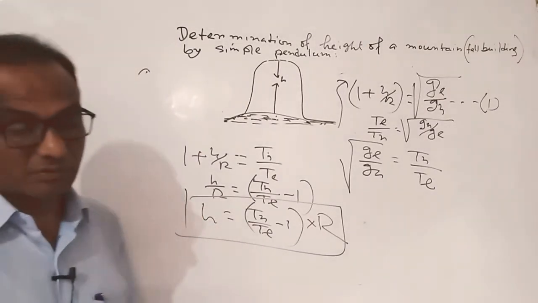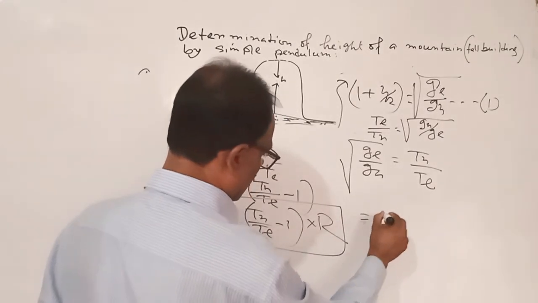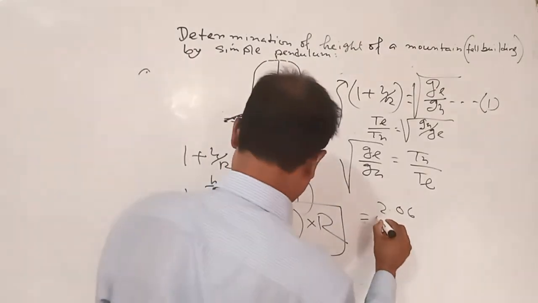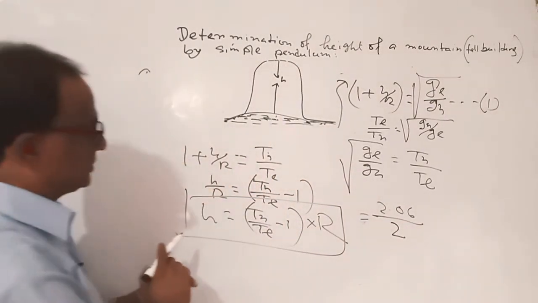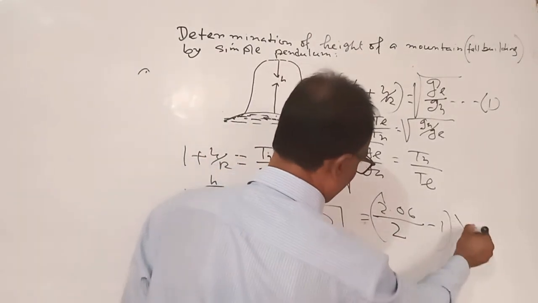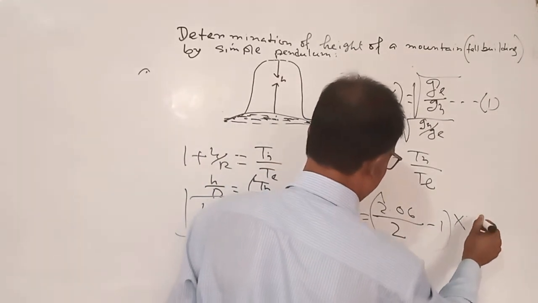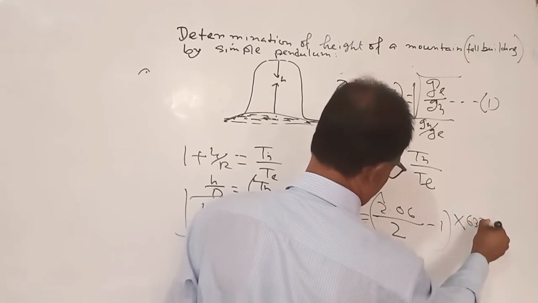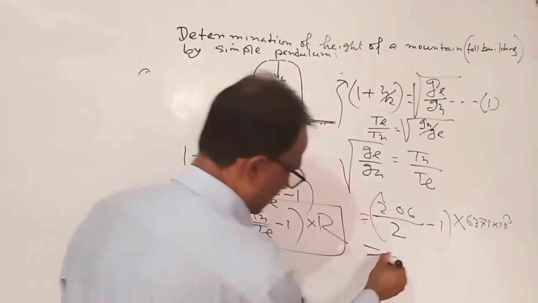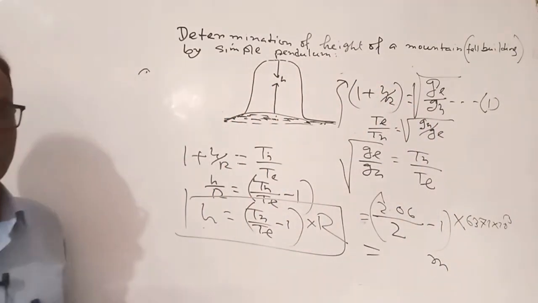If we want to calculate a sum, the time period on the hill is 2.06, the time period on the earth surface is 2, and the radius of the earth we know is 6371 into 10 to the power 3 meter. So we will have a result.